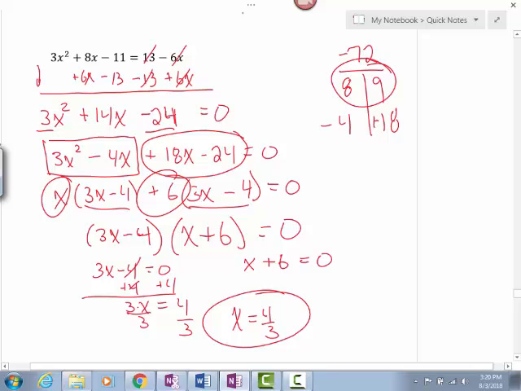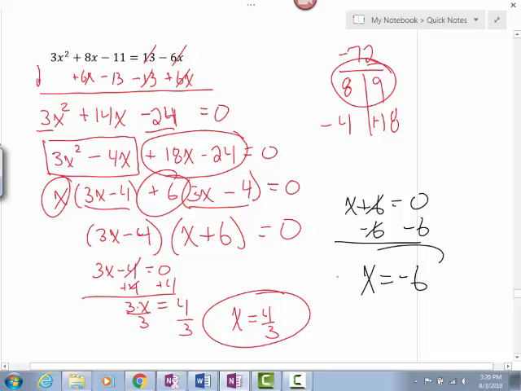Okay. So let me move the other one over a little bit. And so we had x plus 6 is equal to 0. So we're going to go minus 6 and minus 6. And so the second answer we get is x is equal to negative 6. All right, good deal.